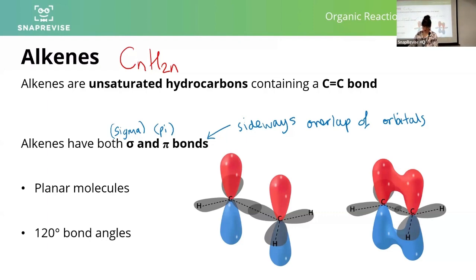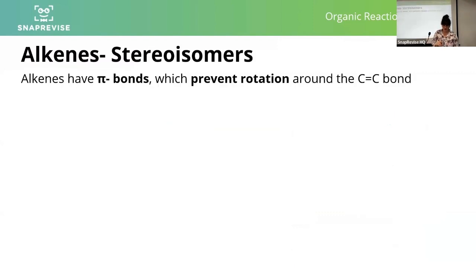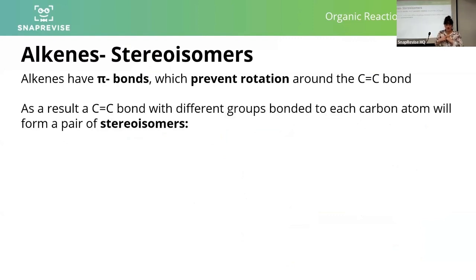Okay, so we've mentioned this lack of rotation. What does that cause? The lack of rotation causes the structure of alkenes to be a little bit more interesting in some cases than alkanes, because they have pi bonds, these sideways overlap of orbitals that prevent rotation about the carbon double bond. It means when you've got a molecule with a carbon-carbon double bond in it, the position of the groups on those carbons has an effect on the structure.